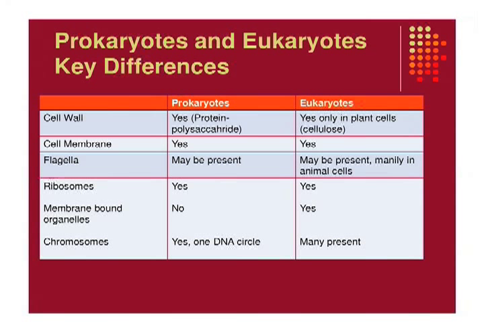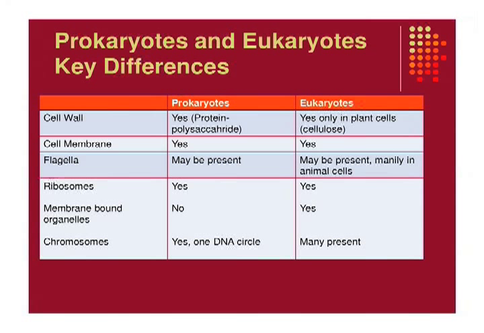As you can see, cell wall is found in prokaryotes. However, it's a protein polysaccharide. It's also found in eukaryotes, but in this case, in plant cells, and this is composed of cellulose. So those are two main differences.